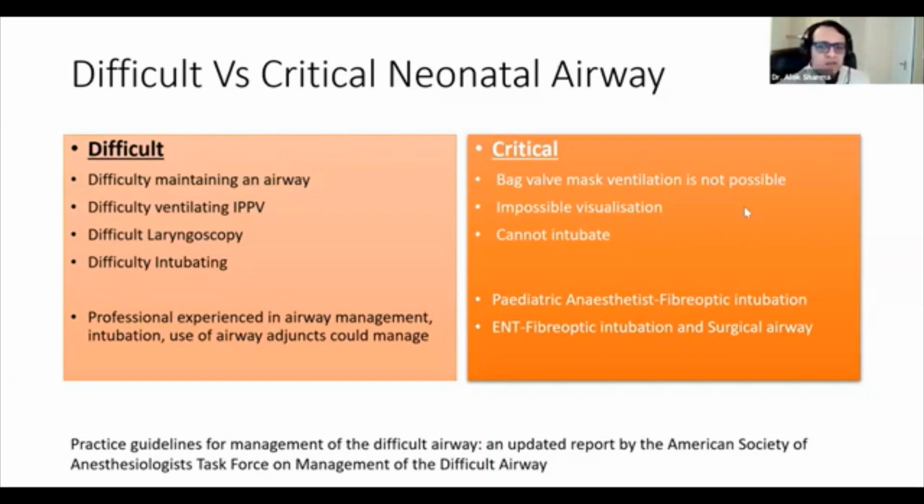But where the airway is critical, structural airway abnormalities, tracheal stenosis, or glottic obstruction, in those situations, it's very unlikely that you, with your skills on your own, will be able to manage that airway. And I can't emphasize enough how escalation and having a backup team in that situation is very important, especially for tertiary level 3 neonatal centers.